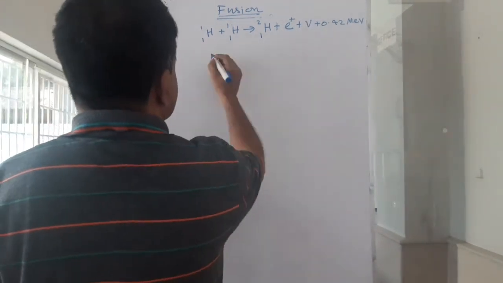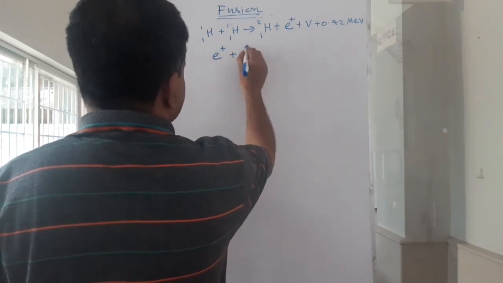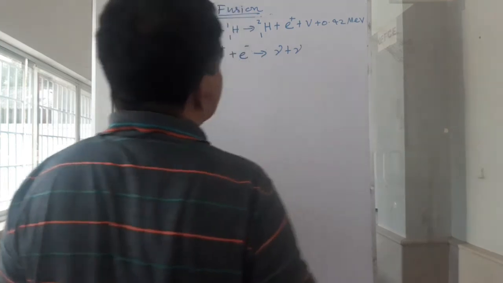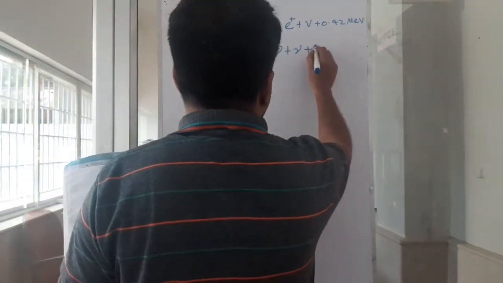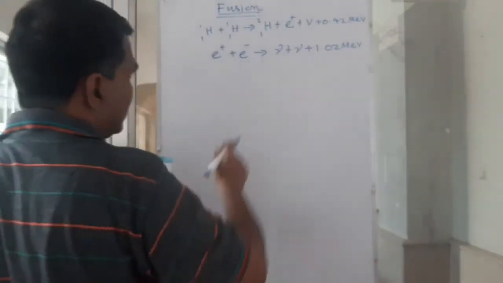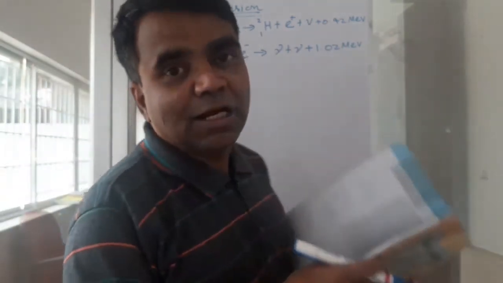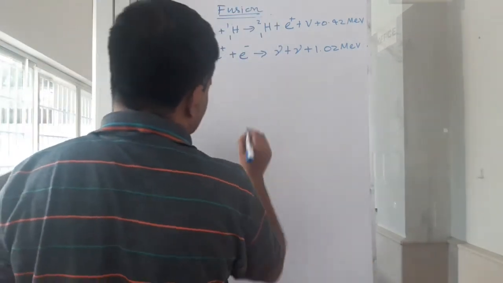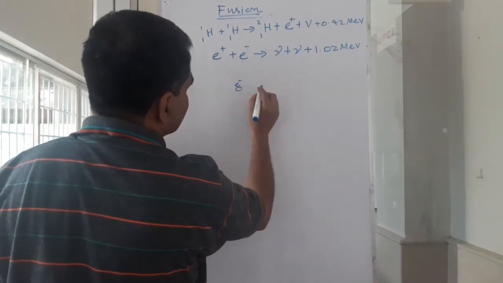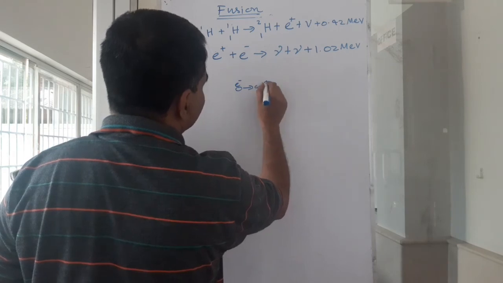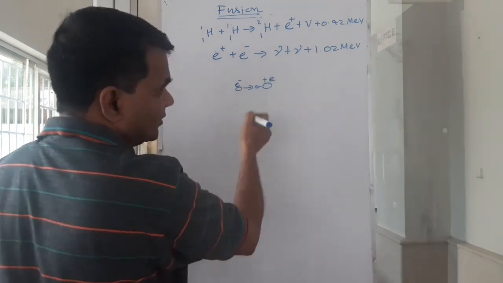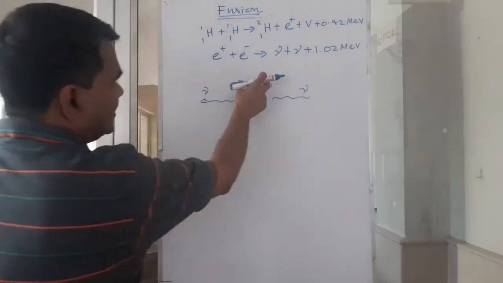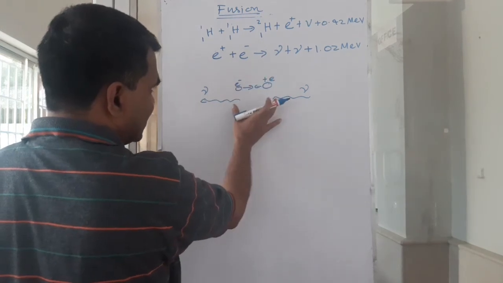So the next part is this: e plus will combine with e minus, positron combined with electron, to give you gamma radiation, plus 1.02 mega electron volt. Why do I have two gammas? It's because the law of conservation of momentum has to be obeyed. For example, if I have an electron coming here this way, and then the positron coming here this way, there is a certain momentum there. Once they combine, a gamma ray travels in this direction. The momentum of this must match with the momentum of this.